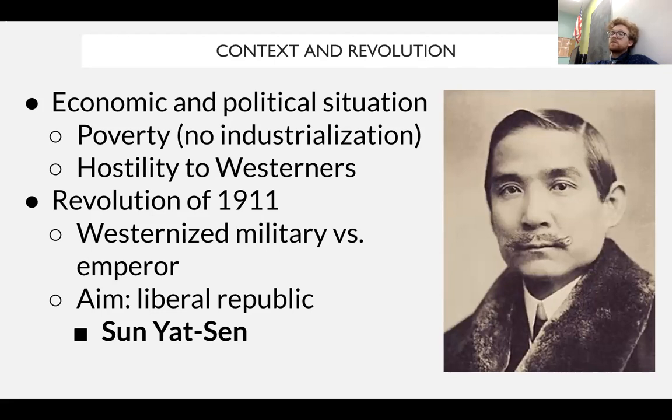We have the constant presence of foreigners like Westerners, those from the United States and Europe, but also of Japanese political presence in China. So we have these problems of the late Qing dynasty. We have massive amounts of poverty, no industrialization, and we also have hostility against Westerners.